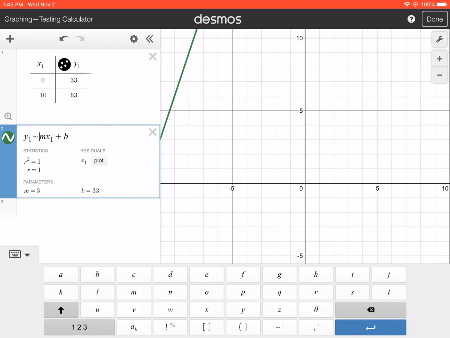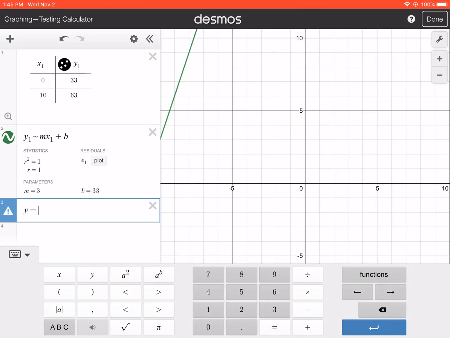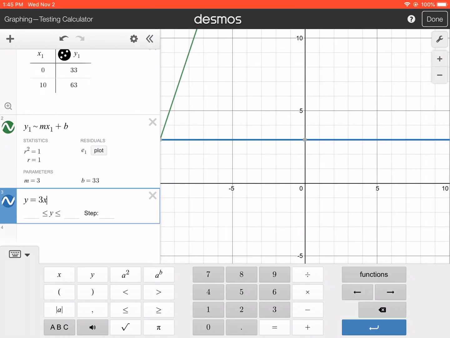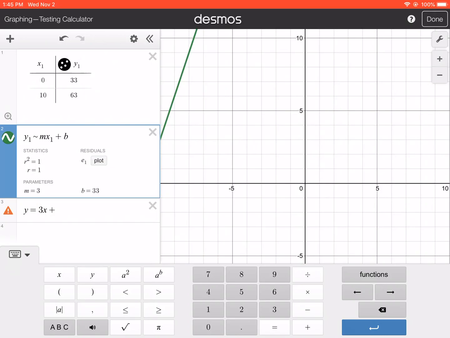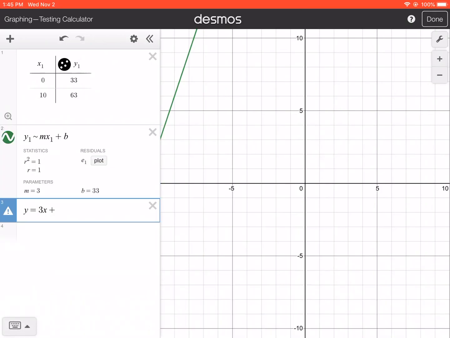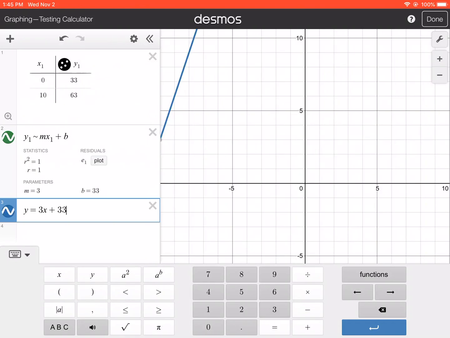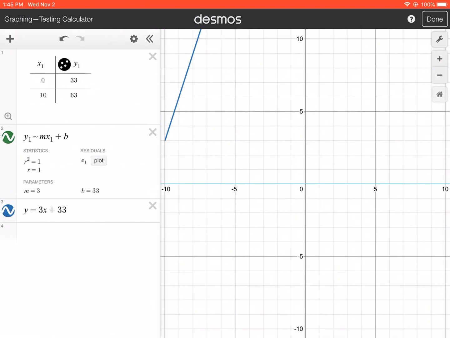It gives us our numbers down here, so the formula when you type it is y equals, in the place of m you put the m number, 3x plus, in the place of the b, you put that b number that we got down here, down low, b is 33. And that's the equation of your line.